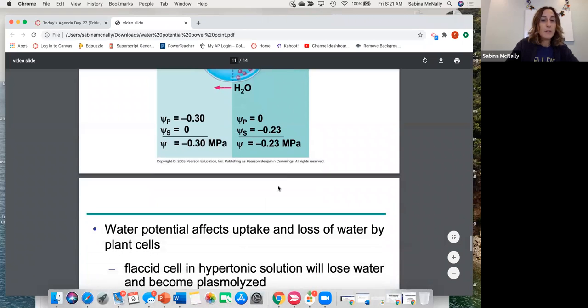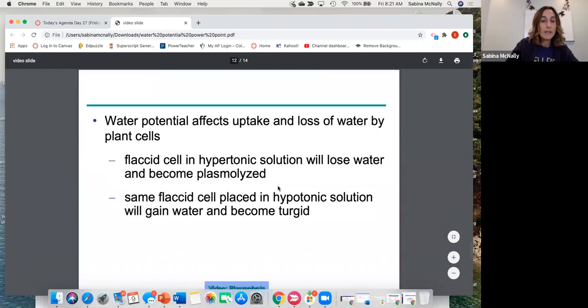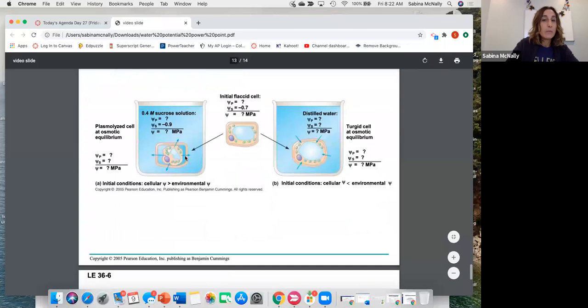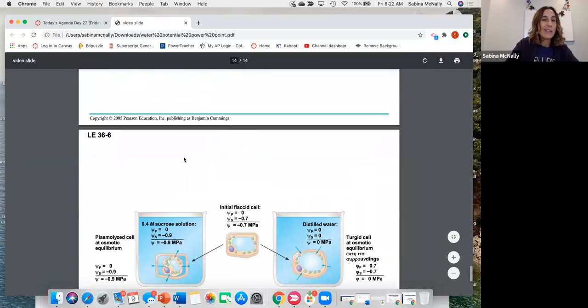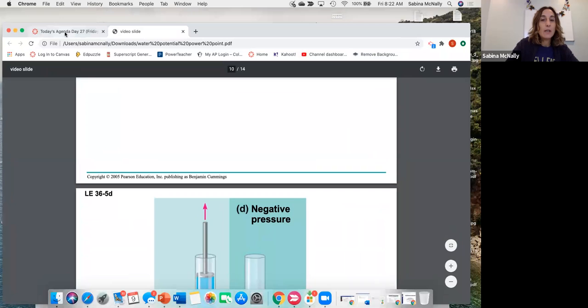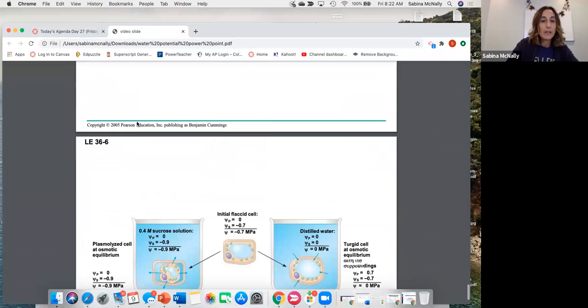All right, water potential affects the uptake and loss of water by plant cells. We're talking about flaccid cells, hypertonic, plasmolyzed. Okay, so here you can see that we can predict water's movement with problems. I don't really want to go into those problems because I have different problems to go into. But if you wanted to go back, you can do this as a practice problem and see how you do with it.